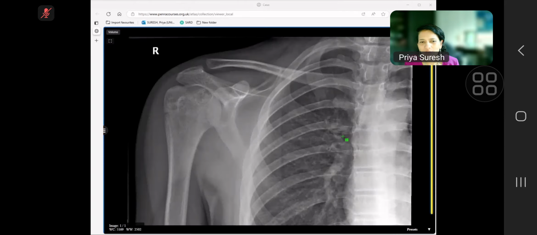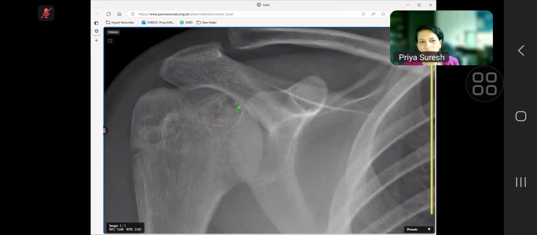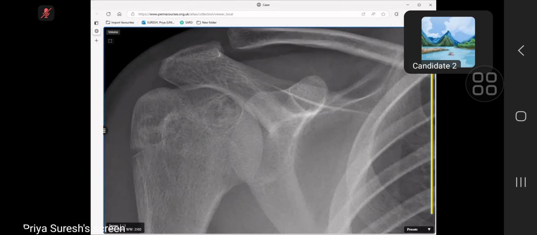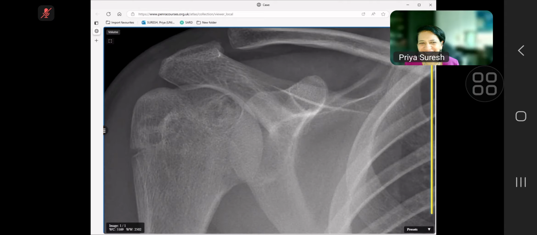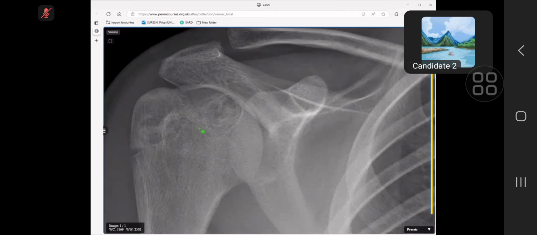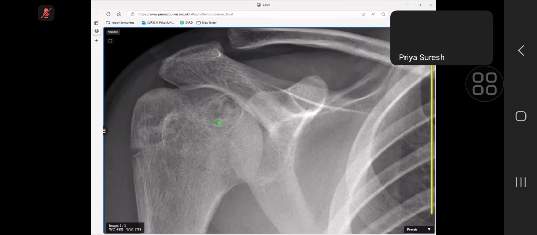So this one, why didn't you give me chondroblastoma as a differential on the plain film? Ma'am, I think I didn't get the idea. I was all focused on the change in the density of the medullary cavity, so I was worried about that. Okay, fine.